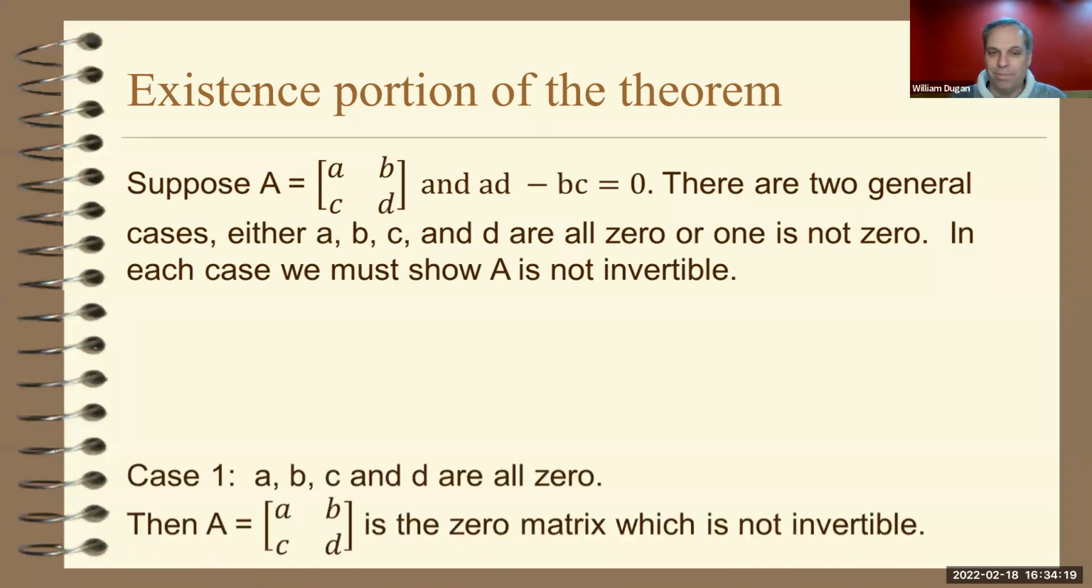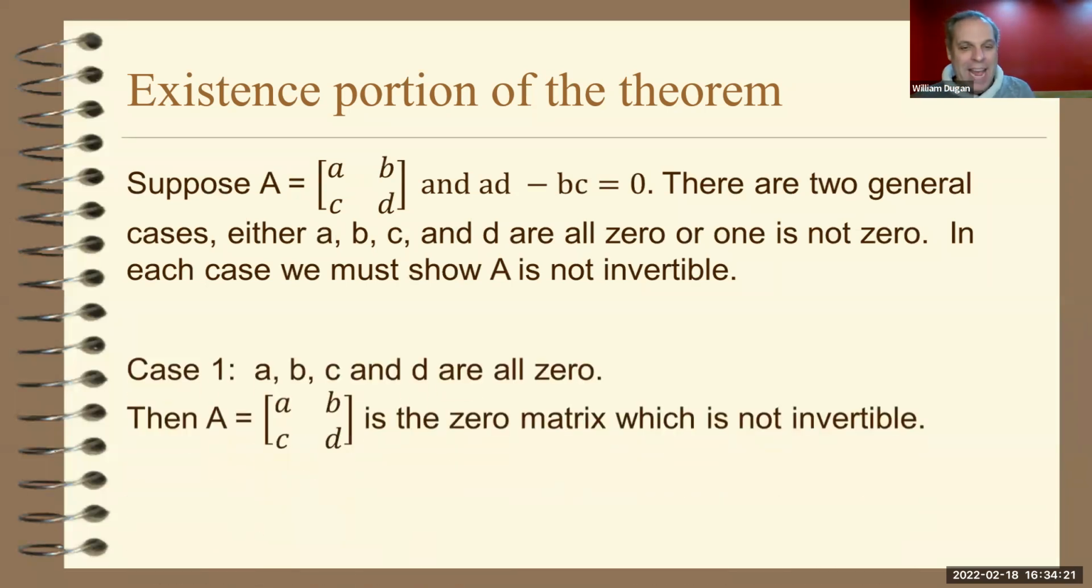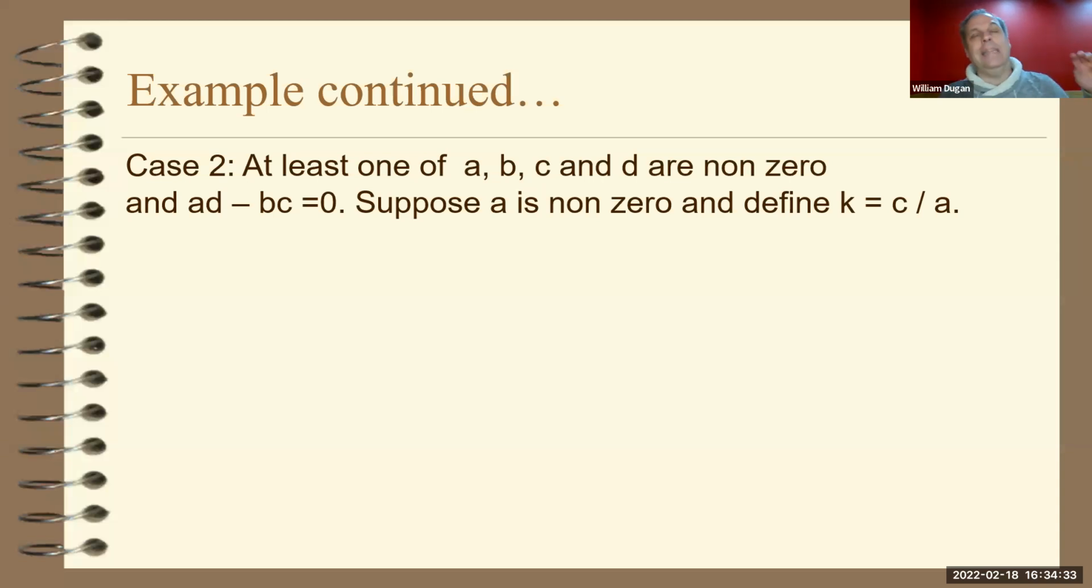So let's handle each case. What if they're all 0? Well, that's easy, because if A, B, C, and D are all 0, then A is actually the 0 matrix. And we already know from what I just showed you that it just doesn't have an inverse. So we don't have to worry about that case. It's the second case. It's more fun. So as a second case, at least one of A, B, C, and D is non-zero.